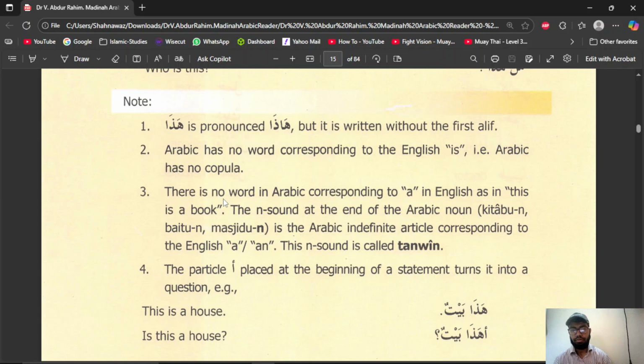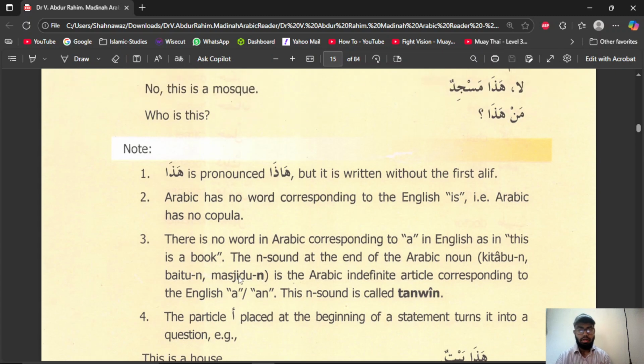The third point is that there is no word in Arabic corresponding to "a" in English, as in "this is a book". Also, the "n" sound at the end of the Arabic nouns kitabun, baytun, masjidun: you see there is a "un" sound in Arabic. This is for the indefinite article corresponding to the English "a" and "an". The "n" sound is called tanween. We'll discuss this in detail, but for now, take the example of baytun. In baytun you have tanween, "tun", right? That is tanween. Basically, it translates to singular in English, for example, "a" or "an".